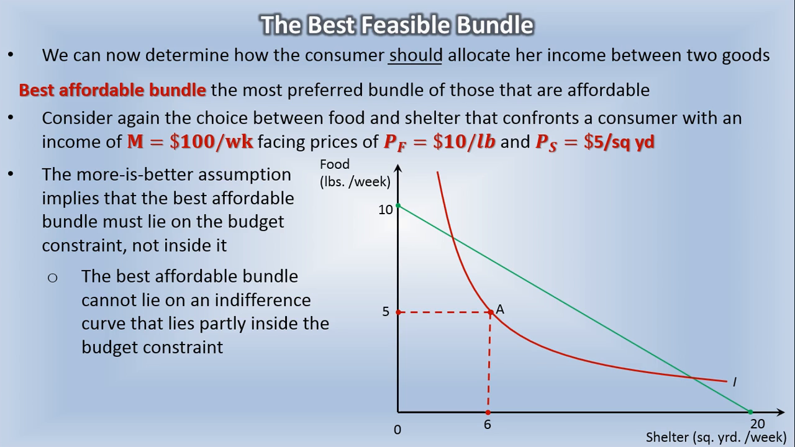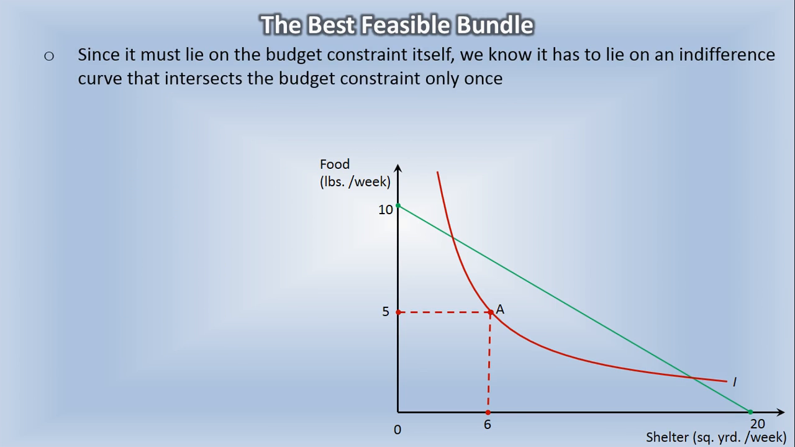But certainly, given what we know about indifference curves and that they are ubiquitous, we know that there are indifference curves that have consumption bundles that will give a greater level of satisfaction to this consumer. So therefore, if an indifference curve lies within the budget set, as this one does, then that will not yield the best, most preferred affordable bundle. All right. Since it must lie on the budget constraint itself in order to exhaust the income of the consumer, we know it has to lie on an indifference curve that intersects the budget constraint only once.